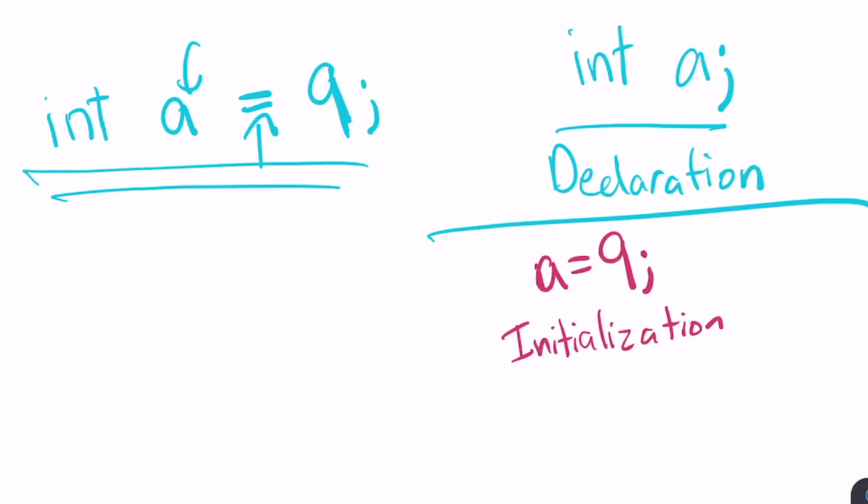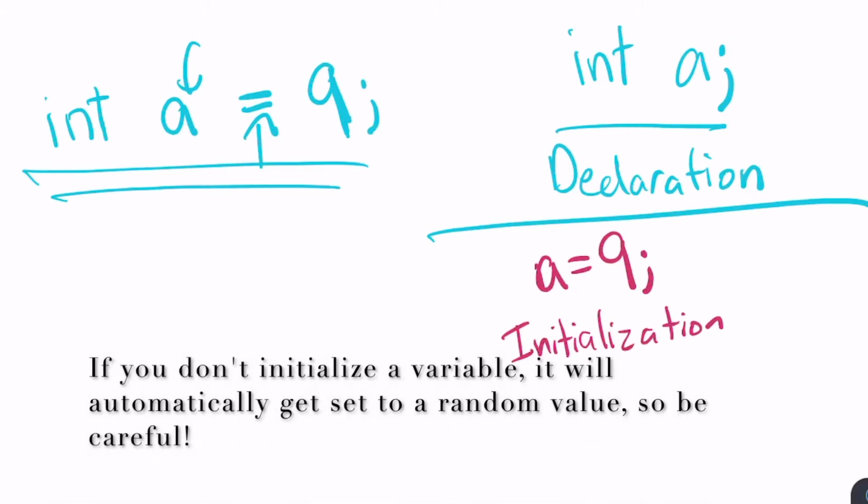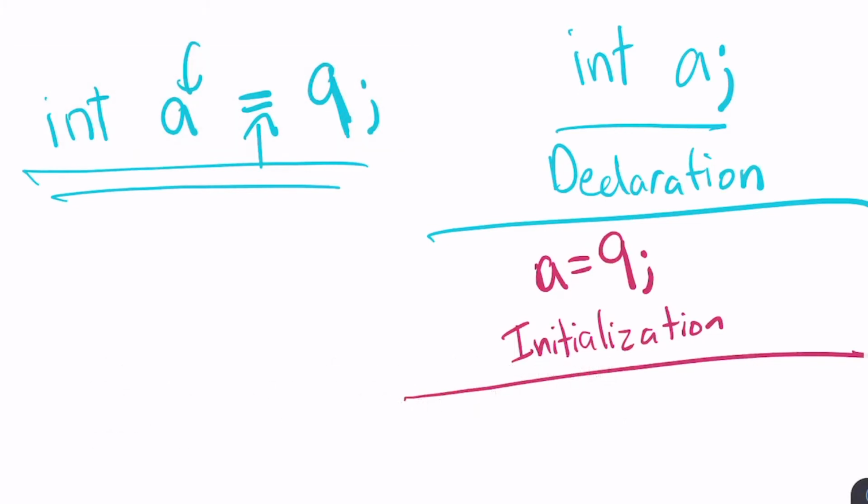Initialization is giving a variable its first value. And then finally, we have assignment. Assignment is when you give a variable a value, just in general. So, for example, once you set a variable's value, if you want to change it in the future, then you have to assign it a new value. Initialization is an example of assignment. Initialization is the first time you assign a variable a value.